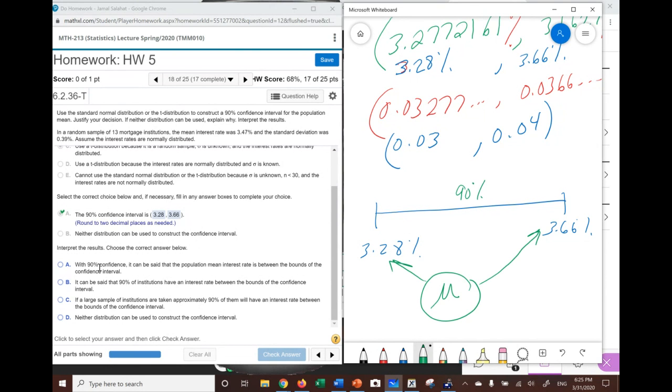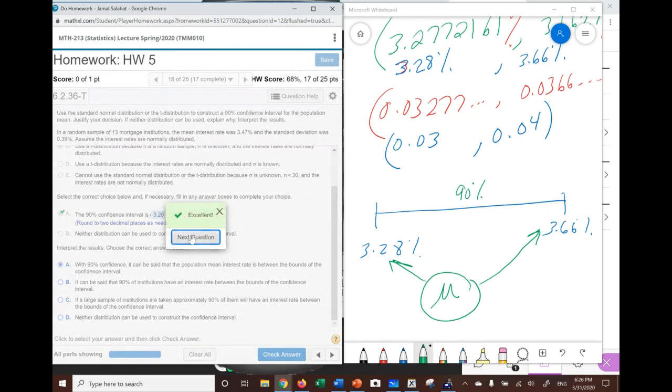So which statement is it? With 90% confidence, it can be said that the population mean interest rate is between the bounds of the confidence interval. That's a correct answer. Part B says it can be said that 90% of institutions have an interest rate, which is wrong. We're not talking about the percentage of institutions, we talk about the confidence in this case. In part C, it says if a large sample of institutions are taken, approximately 90% of them, that is the same as probability, no, that's not. We're talking about confidence again, and neither. So the answer would be A, which is talking about confidence.